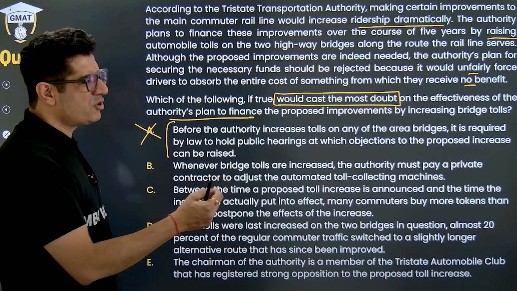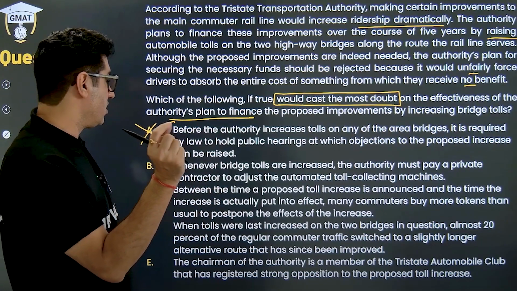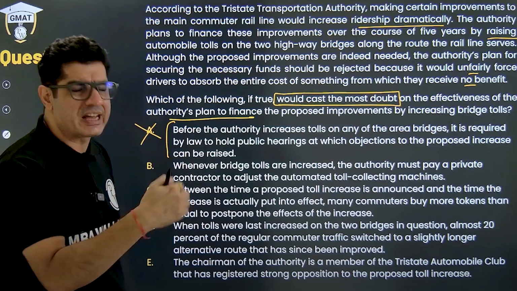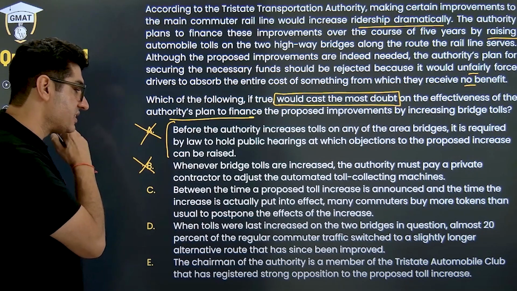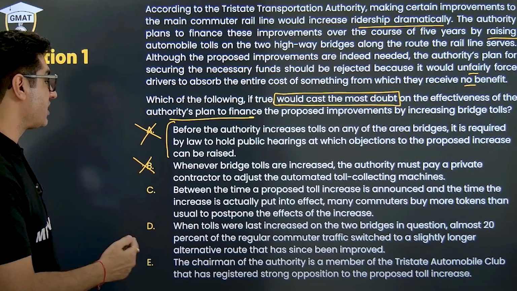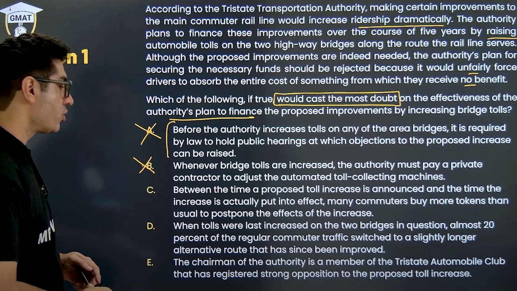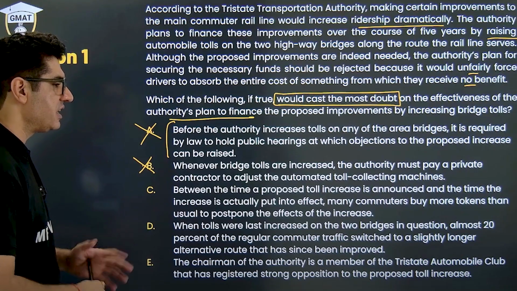So this brings in a minor objection. It says that, hey, your plan is good, but you must incur this one-time cost. Beyond that, it does nothing. So let's remove it. C, between the time a proposed toll increase is announced and the time the increase is actually put into effect, many commuters buy more tokens than usual to postpone the effects of the increase.